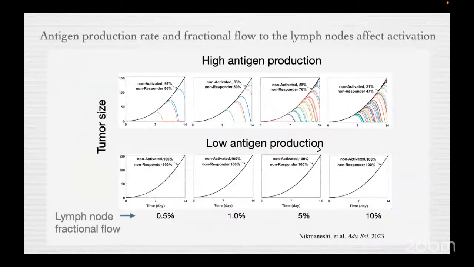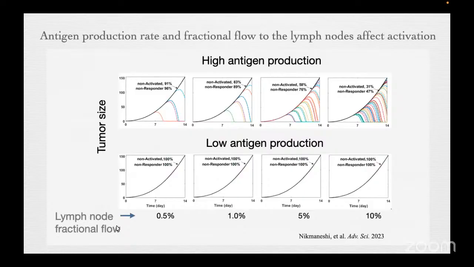Let's look at two of the important parameters in the model. One, of course, is this antigen production rate. If you have low antigen production, we don't see any activation of T cells. If we have higher antigen production, we start to see these stochastic events where the T cells are activated and regress the tumor.